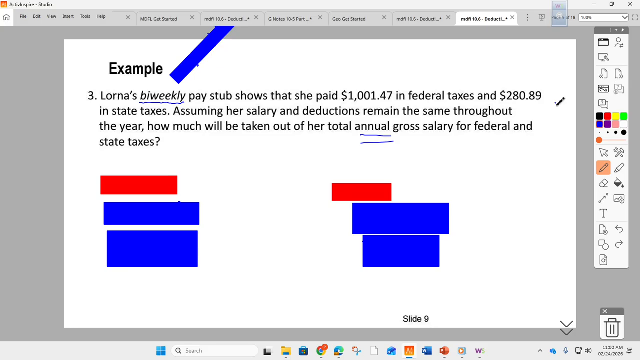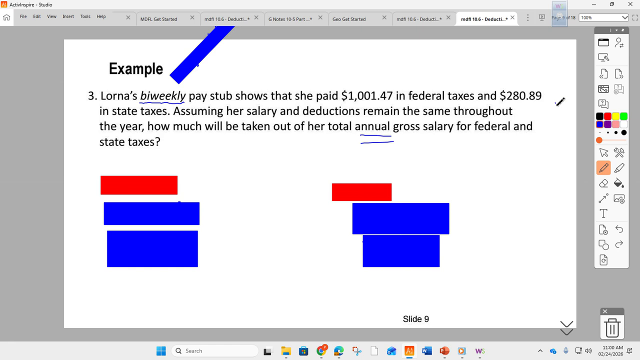Lorna's bi-weekly pay stub shows that she paid $1,001.47 in federal taxes and $280.89 in state taxes. Assuming her salary and deductions remain the same throughout the year, how much will be taken out of her total annual gross salary for federal and state taxes?